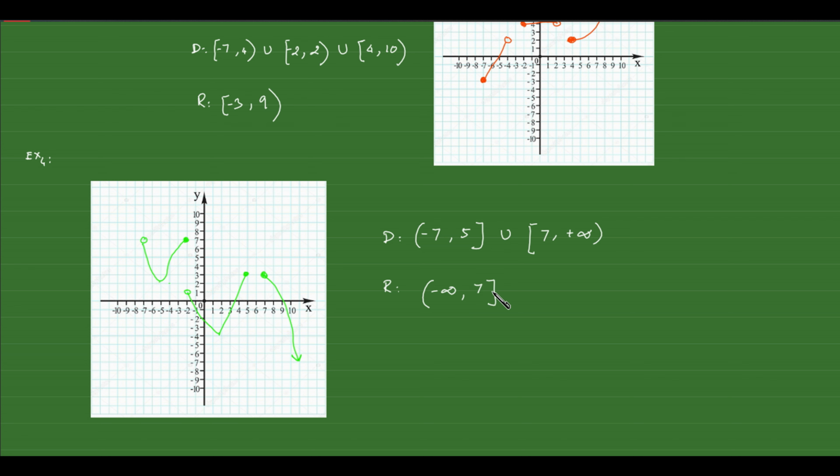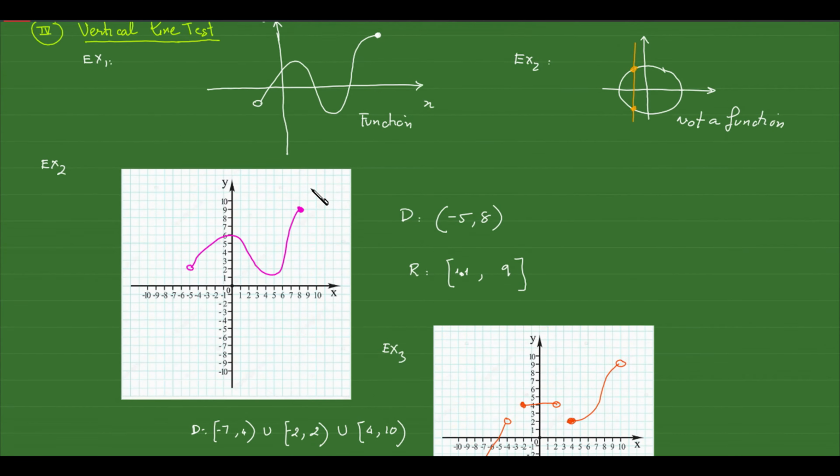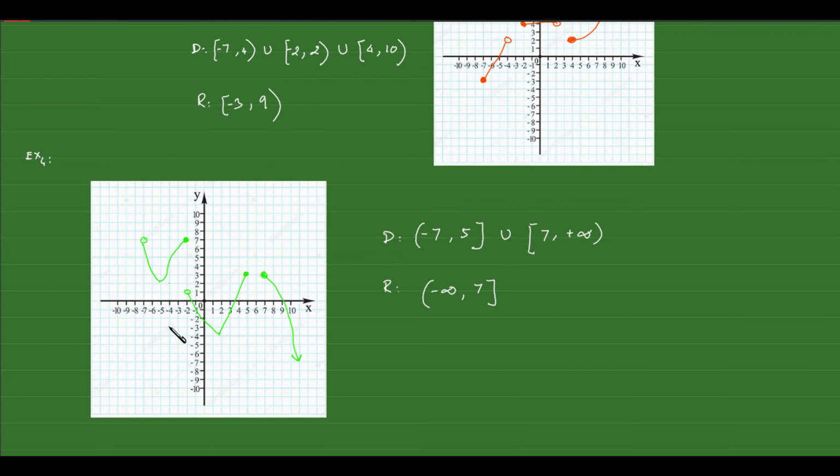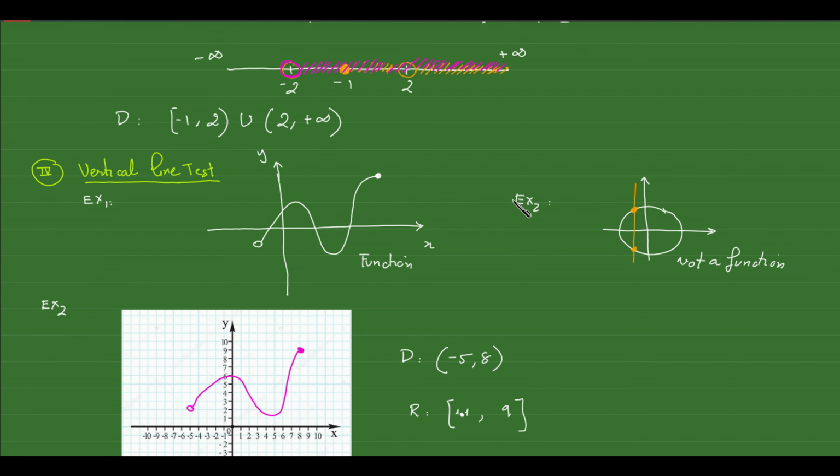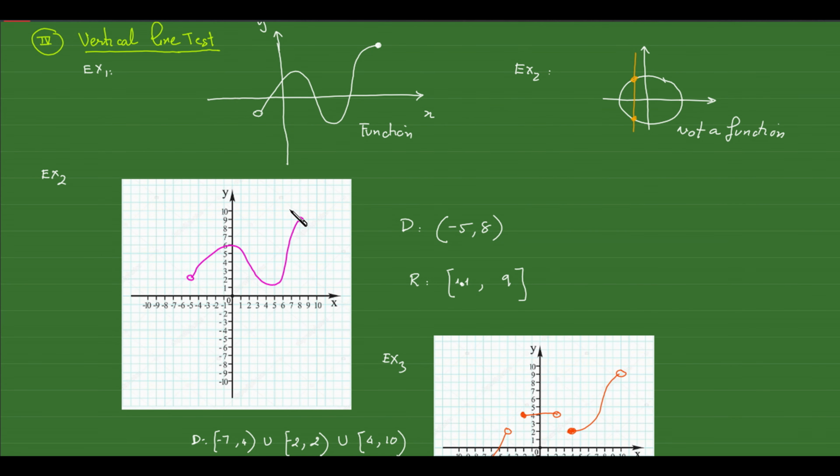Okay. So that's how you find domain and range. You look at it from left to right for the domain and bottom up for the range. And all the graphs I gave you here are functions. If it is not a function, there's no need to find the domain or range. Okay. Good.